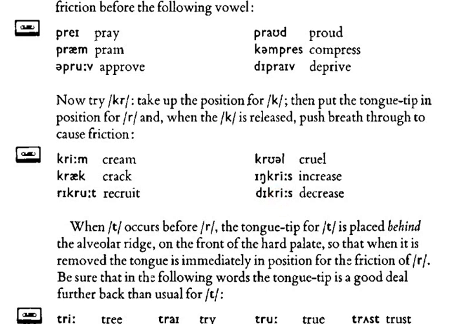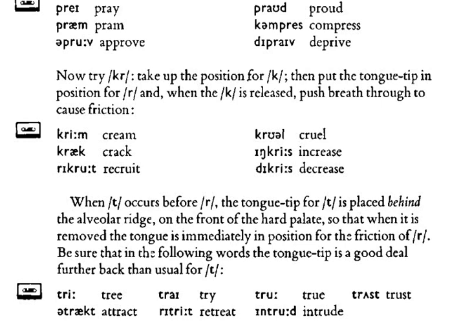Now, what else? When T occurs before R, I have T followed by R, or R preceded by T, the same thing. T occurs before R, so I will have T and R. The tongue tip for T is placed behind the alveolar ridge, on the front of the hard palate, so that when it is removed the tongue is immediately in position for the friction of R. When moving from producing T to R, the tongue takes a position that allows it to produce the friction for R.